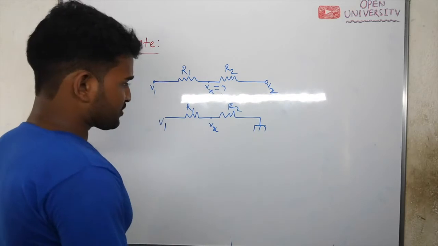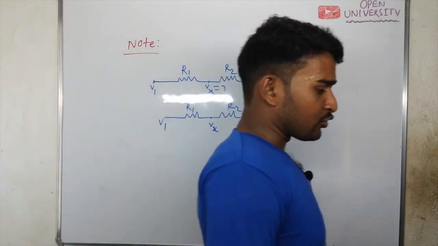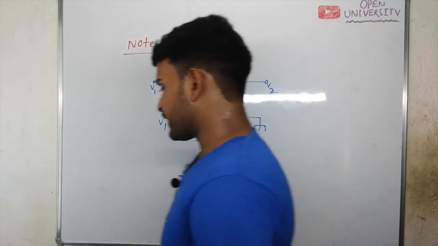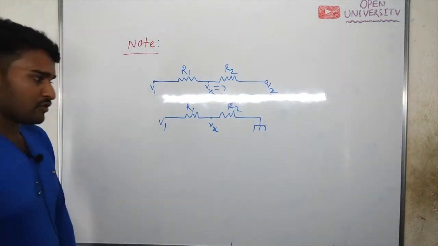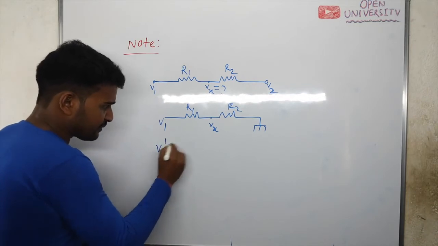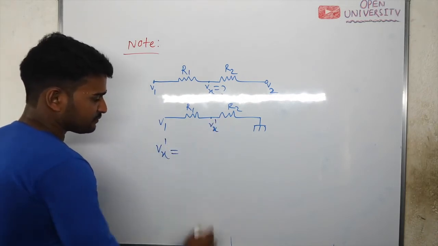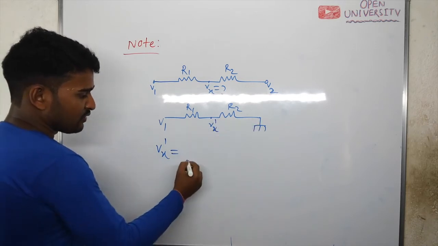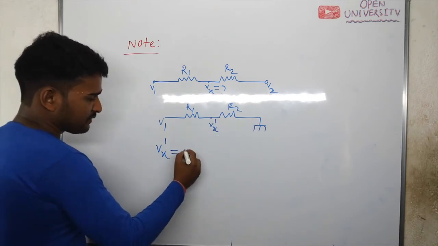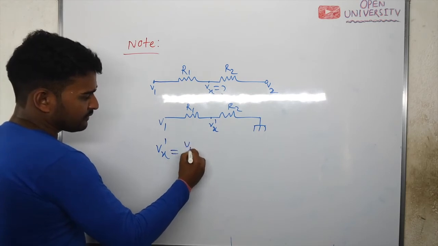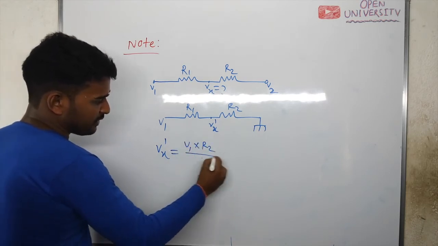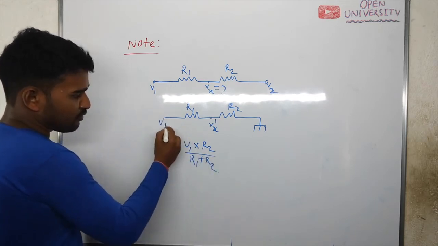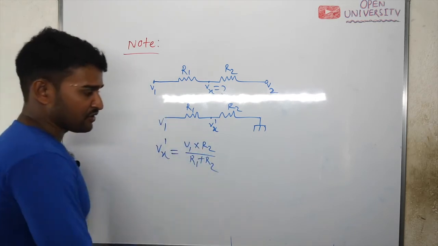According to superposition principle, the response is the sum of the response due to the individual input. So, what is Vx now? Let me assume it as Vx dash. Vx dash is nothing but the voltage across this resistance R2. You can use voltage division technique. So V1 into R2 divided by R1 plus R2. Here you can assume V1 is some voltage source connected.